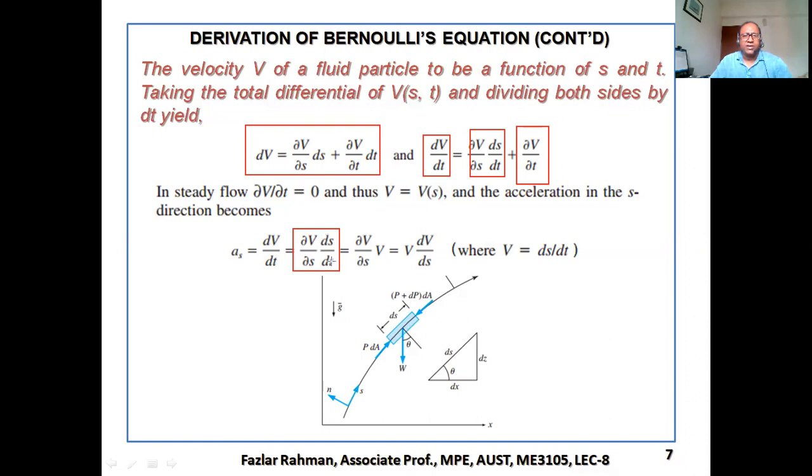Now ds/dt is the velocity. So we are getting this one. Now there is only a single derivative. So instead of ∂, we can say a_s equals v into dv/ds. We can say this one. Okay.